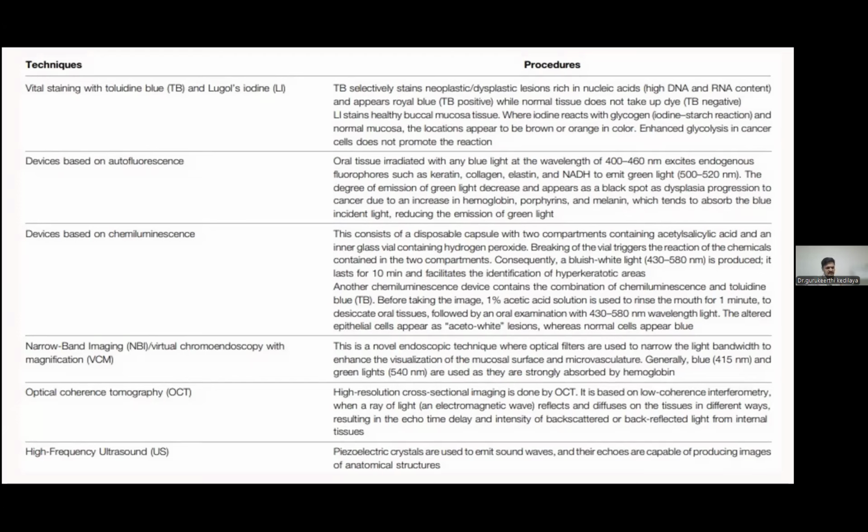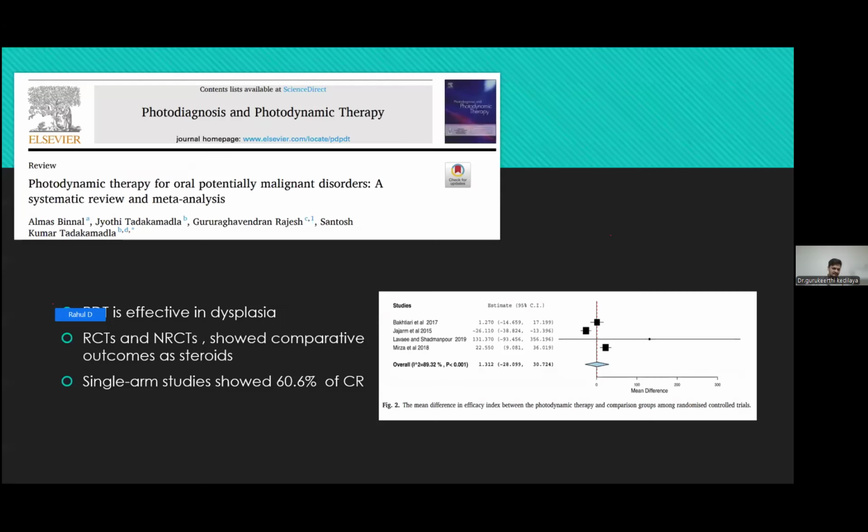So again, other agents include optical coherence tomography and high frequency ultrasound. These are all upcoming tools which can aid our clinical practice in future, though most of them are still in an experimental stage.